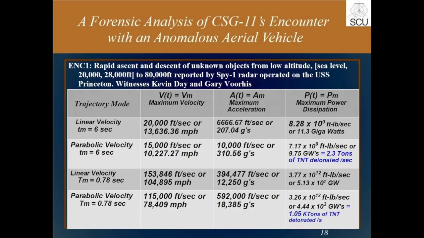Okay, back to this. So now when I go to the power requirements, it turns out, in order to do this, even with a 6 second trajectory, is 9.75 gigawatts. Now let's put this in perspective. A large power plant, like for a city, that might power like 350,000 homes, is about 1 gigawatt. The energy required here is about 10 of those. And this is equivalent to 2.3 tons of TNT being detonated per second.